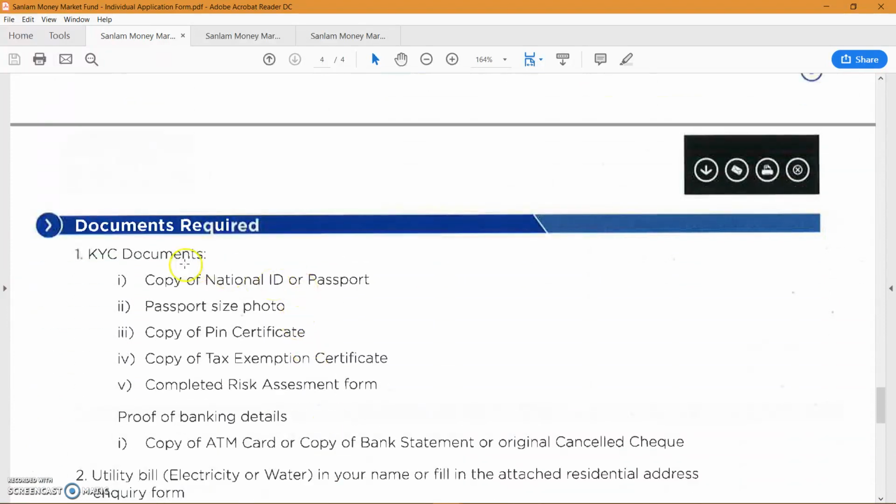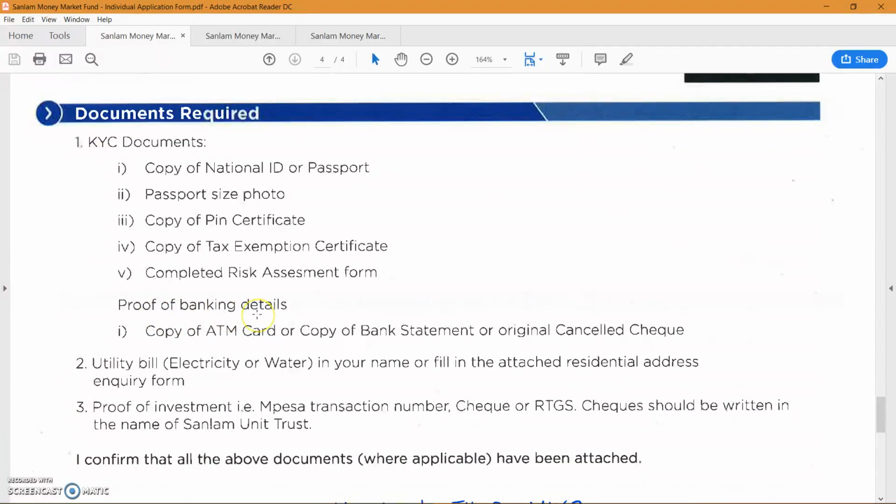You will need these documents, otherwise your account won't be opened. You'll need a copy of your national ID that has been certified, your passport size photo that has been certified, a copy of the PIN certificate, again certified. If you qualify for tax exemption, then you'll need the certificate as I mentioned, and the completed risk assessment form, which I'll cover in the next video.